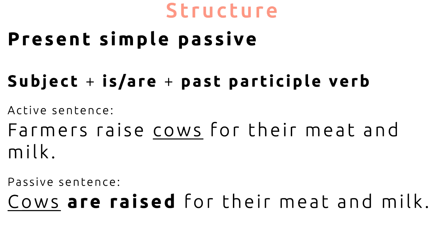Here we have cows as the subject, are plus the past participle verb raised. What have we omitted in this sentence? We've omitted the agent, farmers. Why did we omit it? Because it's not really necessary. Everyone knows that farmers raise cows, so it's unnecessary to mention it. In this sense, a passive sentence is perfect.